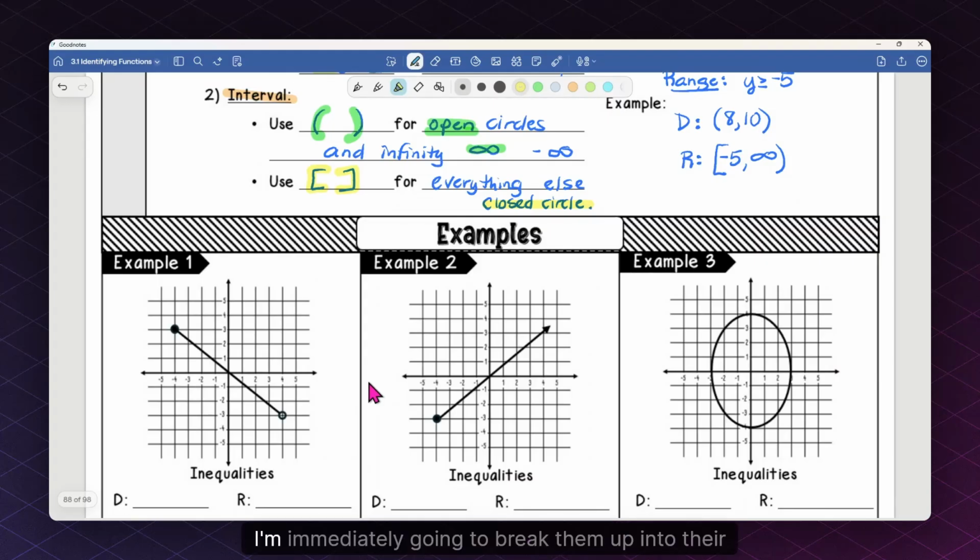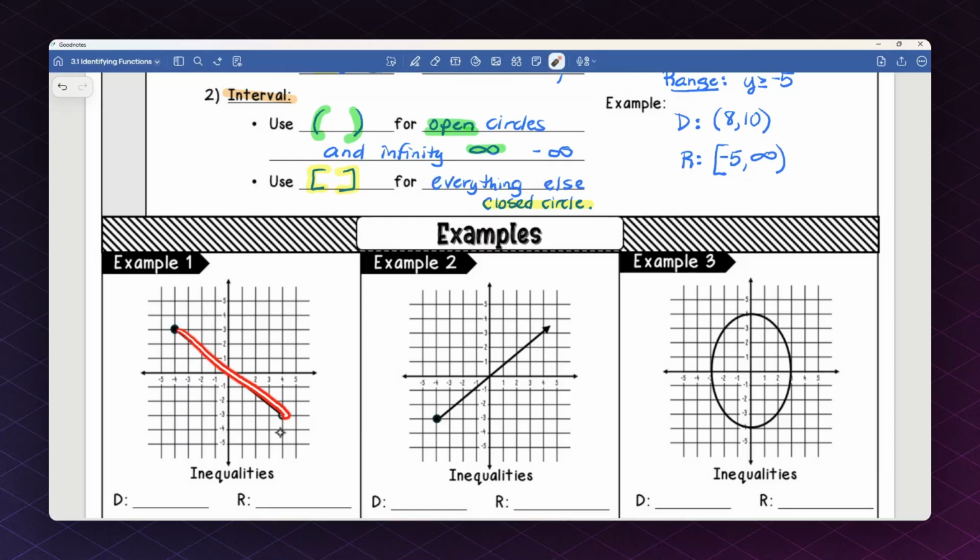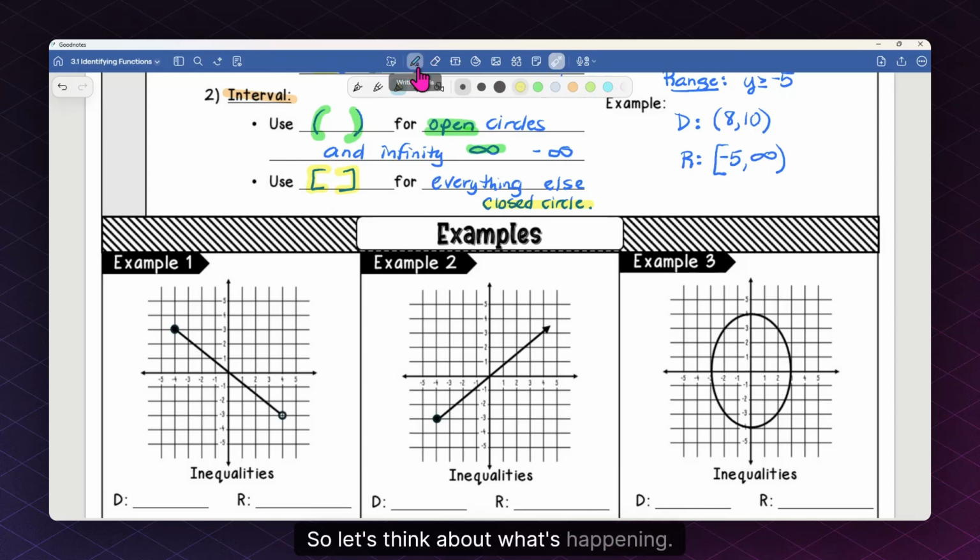When I look at these, I'm immediately going to break them up into their components. Okay, so you don't have to draw anything yet, but would you agree that this is a sideways line, right? It's got some x value and it's going to have some y value of it. Okay, so let's think about what's happening. My x value, it's going to be starting over here with a closed circle and then it's ending with an open circle.